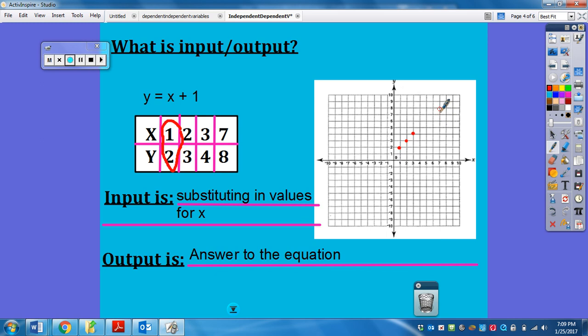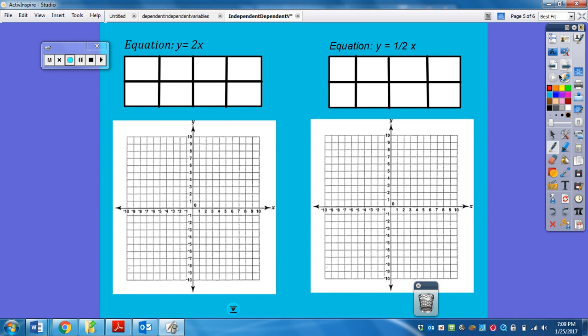The great thing about this is if you notice that your dots are not going in a line, something is wrong. You want this to be linear, which means in a line. So what we're going to do next is we are going to practice by plugging in values for these equations.